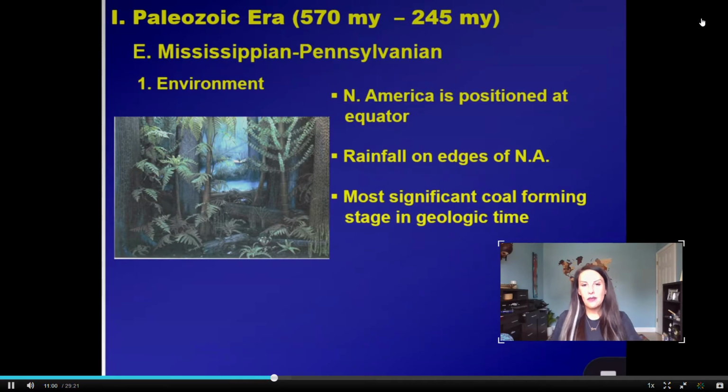And we began to see the very first hardwood trees. So you're considering this North America, being towards the equator, you're developing these swamp-like regions, and it's a really important phase of geologic time.